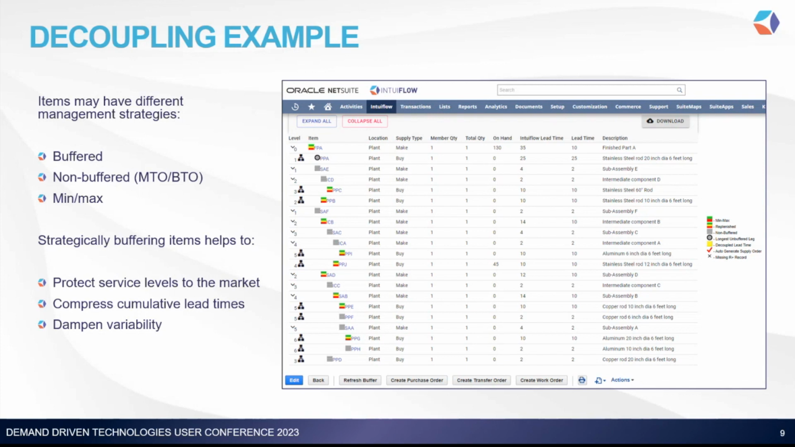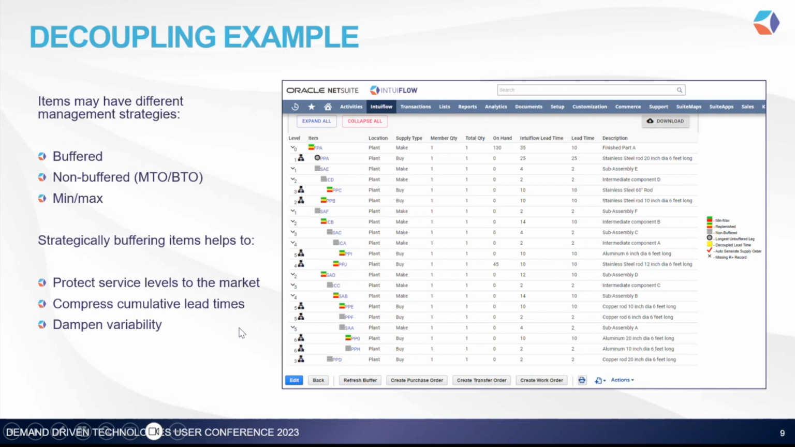What that's also going to mean, because the lead time is a factor in the buffer sizing, a shorter lead time means a smaller buffer because we can get it more rapidly. Therefore, we don't have to keep as much inventory on hand of my finished good to be able to satisfy the market or the demand coming in from the market. So protecting our service levels, compressing lead times, and dampening that variability.